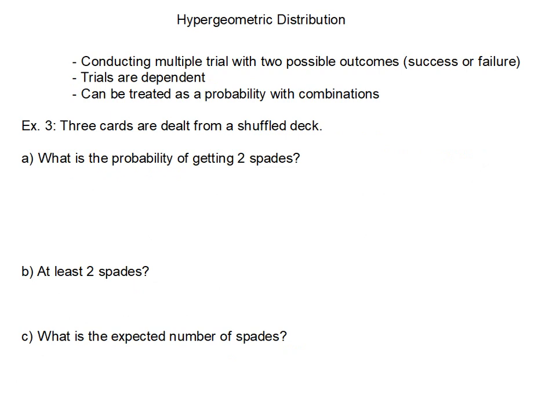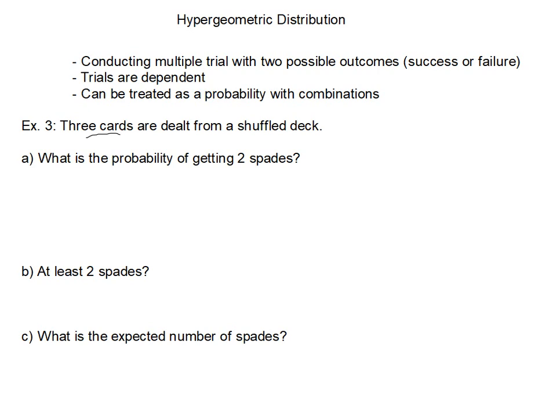I often tell students that the easiest way to think about this is in terms of probability and combinations. So for example, here's the question. What is the probability of getting two spades if 3 cards are dealt from a shuffled deck of cards? Now notice here we're going to deal 3 cards out.